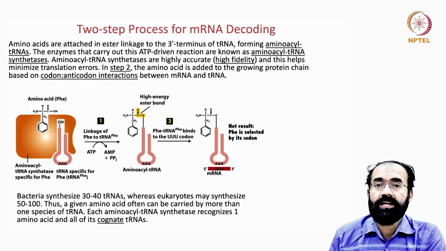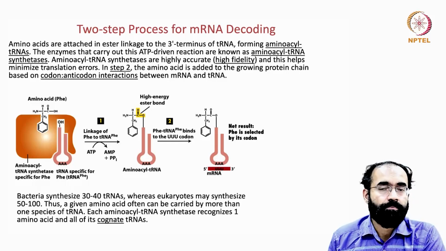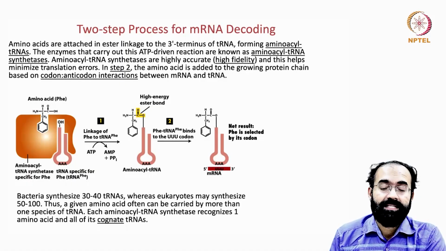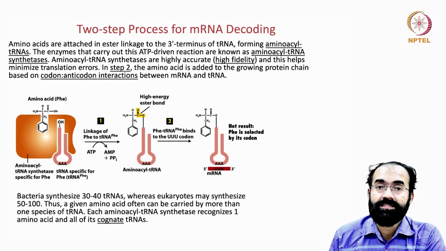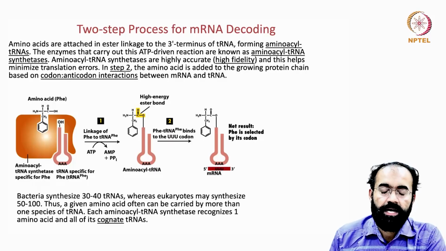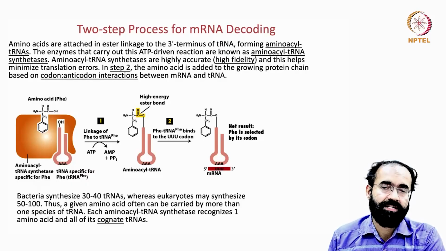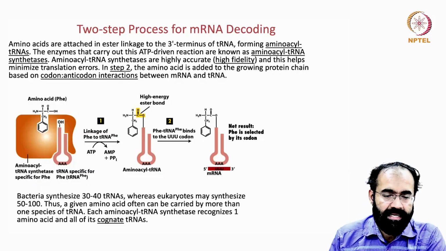So let us understand more about the 2-step process of mRNA decoding. Protein translation is nothing but mRNA decoding. Amino acids are attached in ester linkage to the 3' terminus of tRNA, forming aminoacyl tRNAs. The enzymes that carry out this ATP driven reaction are known as aminoacyl tRNA synthetases. tRNA is produced in the nucleus, undergoes maturation in the cytoplasm, and also gets aminoacylated so that this tRNA gets ready.